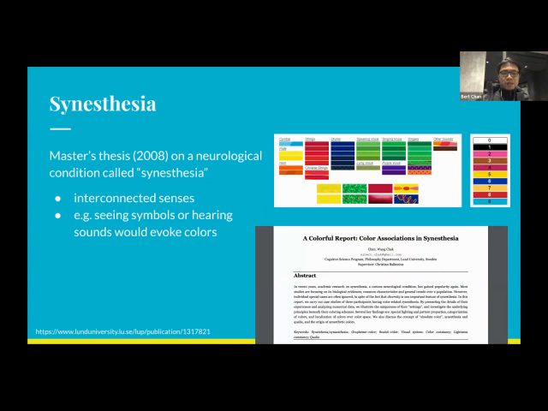So when I was studying in the master degree in Sweden, I was interested in a neurological condition called synesthesia that is very related to human color vision or perception. So, for example, some people may, when they view symbols or hear sounds, also see some colors in their brain. So it's a very interesting phenomenon.